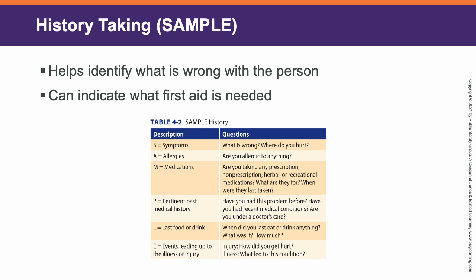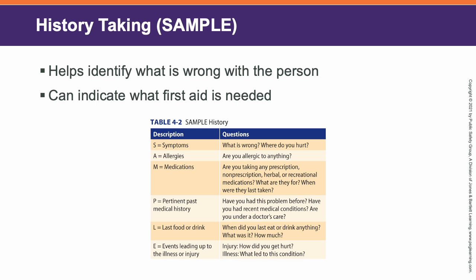Okay, so SAMPLE stands for symptoms, allergies, medications, pertinent past medical history, last food or drink, and then events leading up to the injury or illness. Okay. Now the information we can come to learn is going to change based on the responsiveness of the patient. If they can talk to you, then we're probably going to be able to get most of this information. If they can't talk to you, you're not going to get much of it, right? You're going to be able to figure out what you can and then move on.